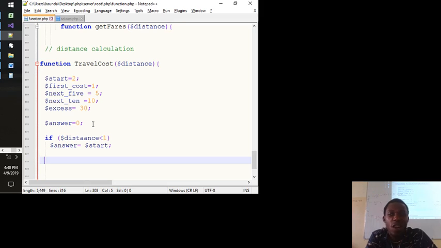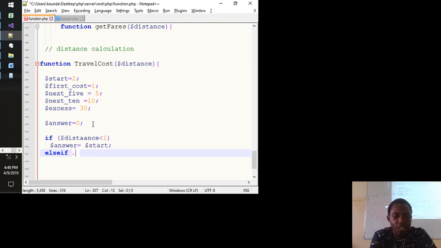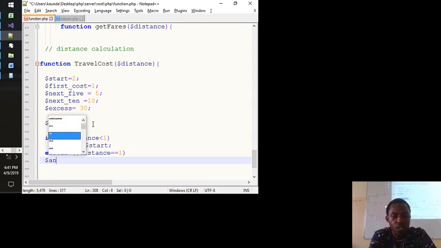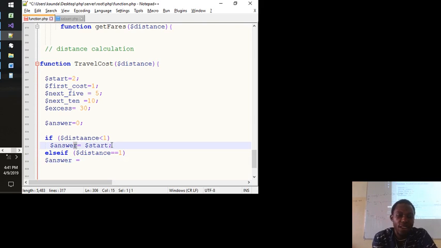So if the distance is 1 kilometer, then the person will pay 3 cedis. So then you say else if distance is equal to 1, then the person will pay. The answer will be this fixed price, the start plus the first cost the person is to pay. That's all.